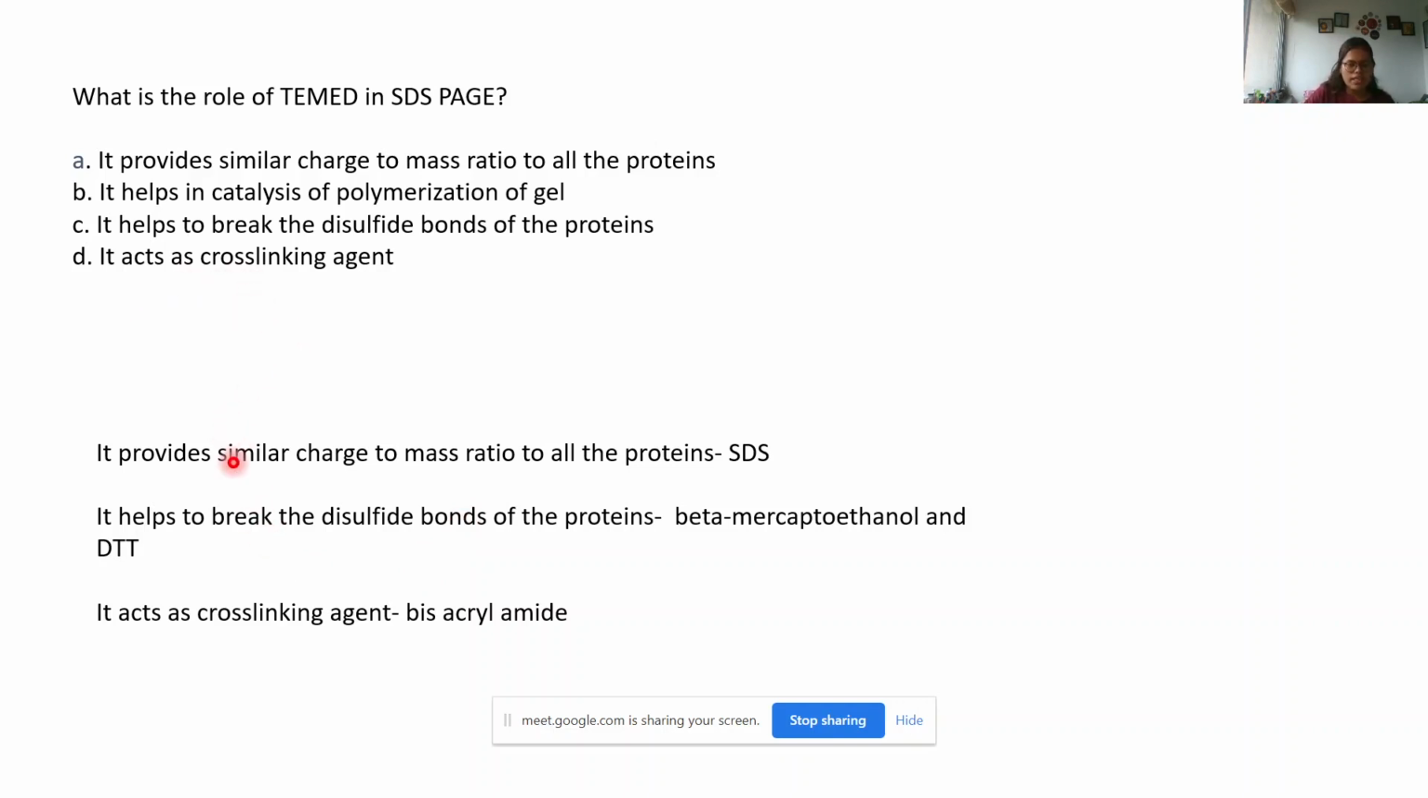And the last option, it acts as a cross-linking agent. TEMED does not act as a cross-linking agent. We use bisacrylamide as a cross-linking agent. We are doing SDS PAGE, polyacrylamide gel electrophoresis. Polyacrylamide itself is a gelling agent, and bisacrylamide we add to it as a cross-linking agent for preparation of the SDS PAGE gel.